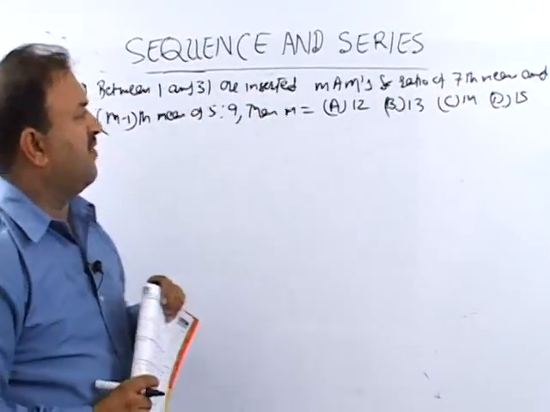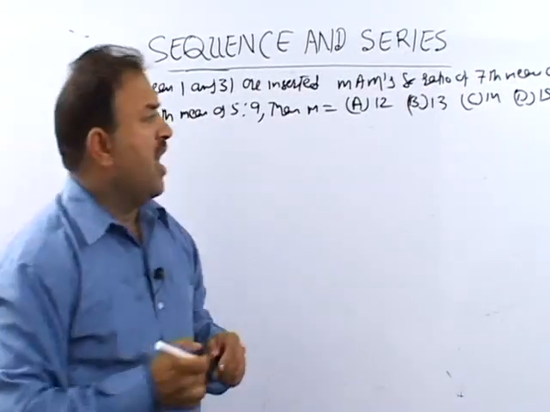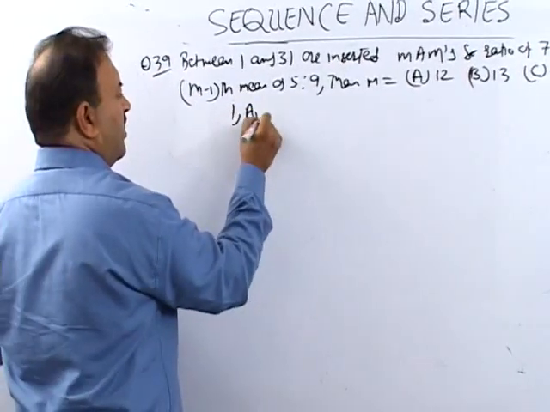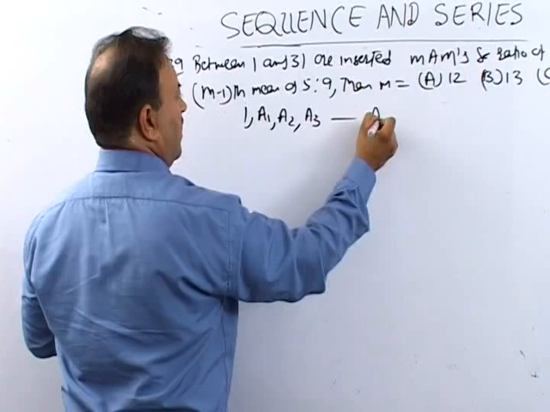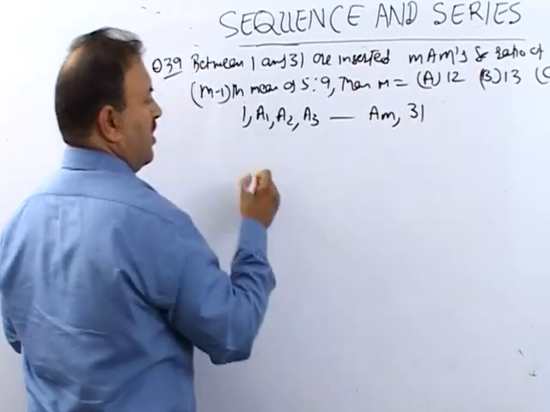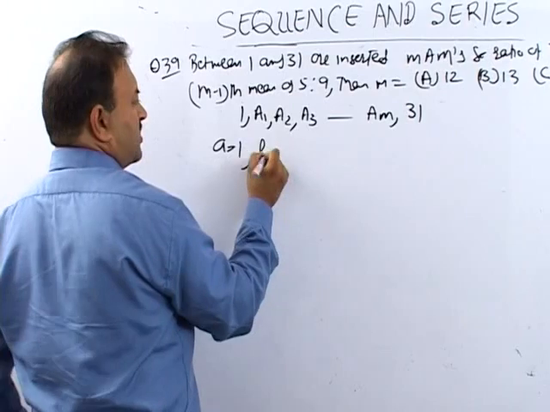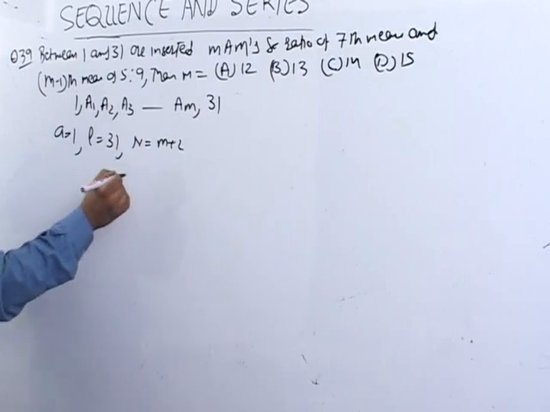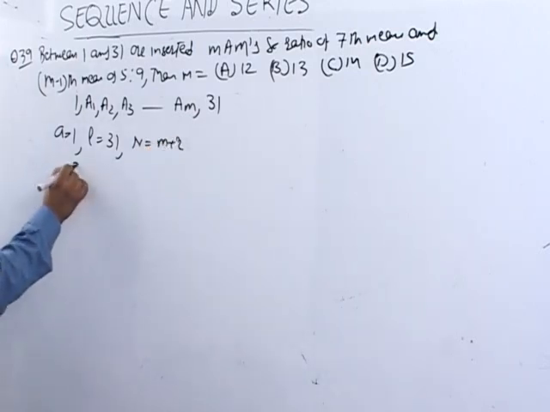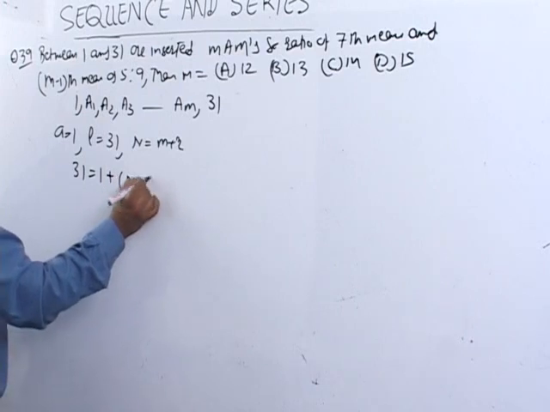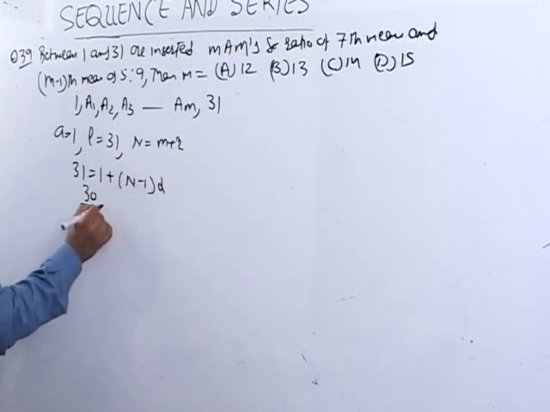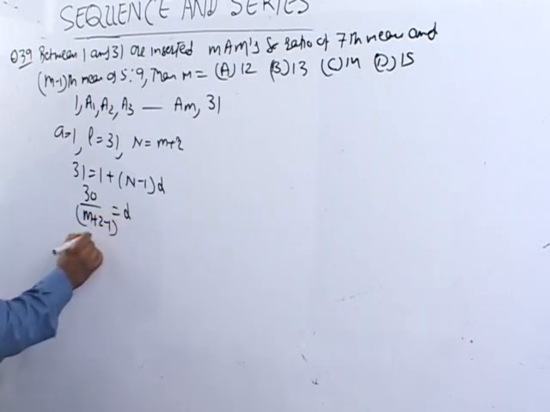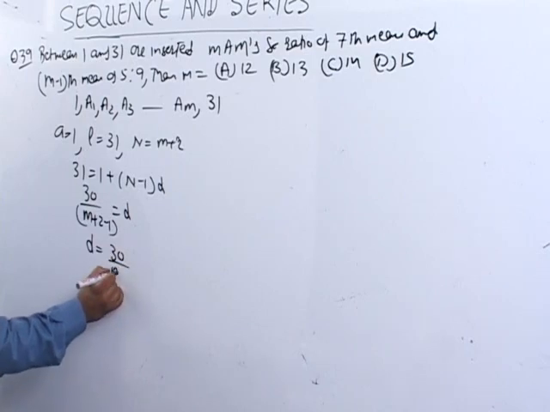Now between 1 and 31, m arithmetic means are inserted. As we have done in the article, the same way we proceed. We write 1, a1, a2, a3, ..., am, 31. The first term is 1 and the last term is 31, and the number of terms is m plus 2. Now 31 is equal to 1 plus (n minus 1)d, so 30 upon (m plus 2 minus 1) is d. I can say d is equal to 30 upon (m plus 1).